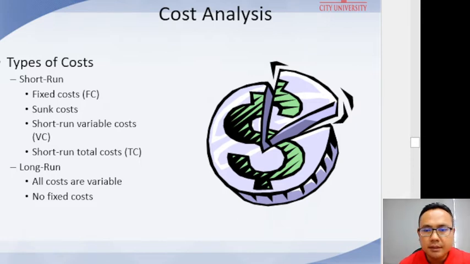We are looking now at cost analysis, which covers types of cost in terms of short run and long run. As you can see from the slide, in the short run you have to calculate fixed cost, sunk cost, short run variable cost, and then short run total cost. And for the long run, all costs are variable, no fixed cost.